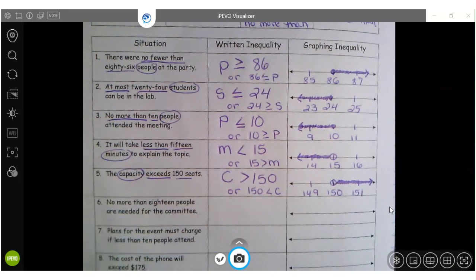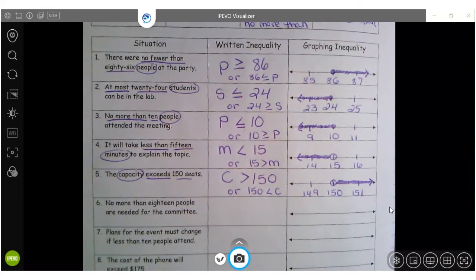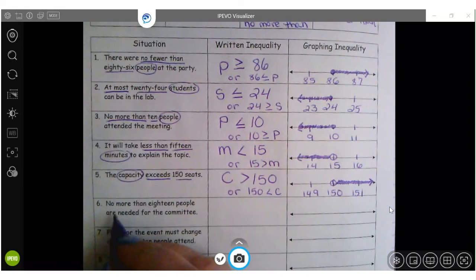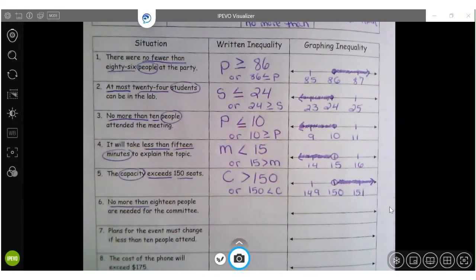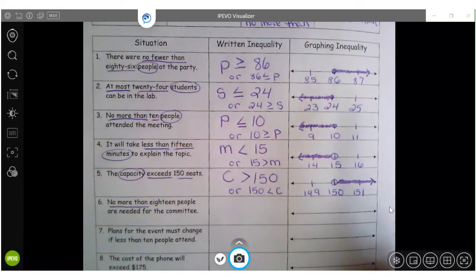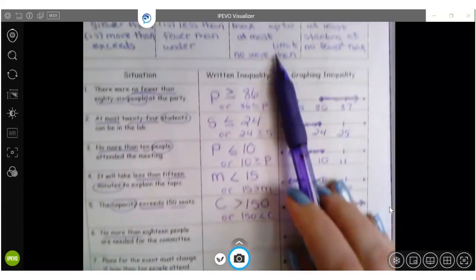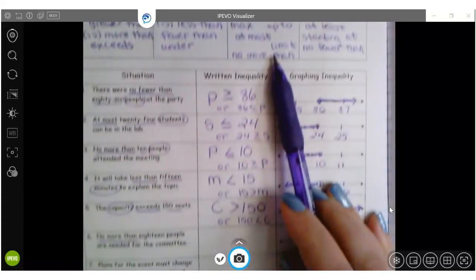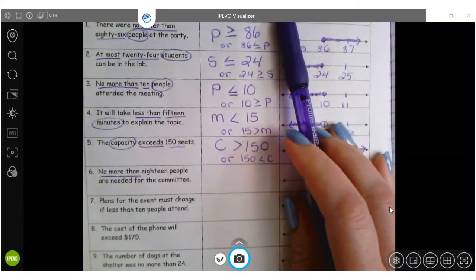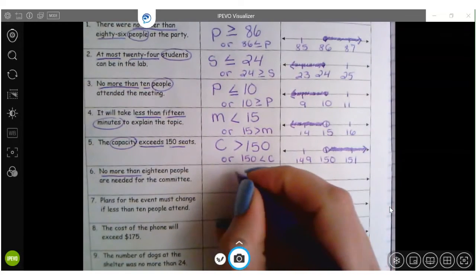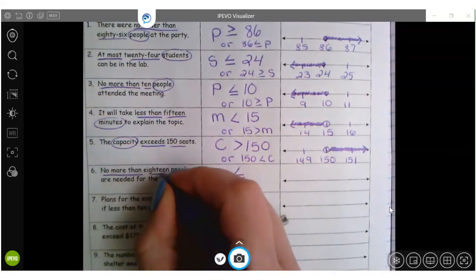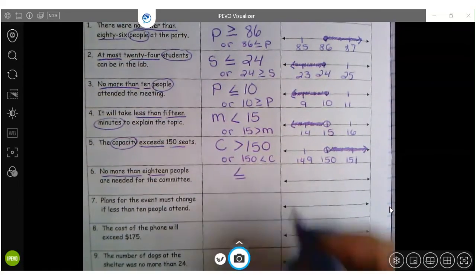All right, number 6, no more than 18 people are needed for the committee. So no more than, I know that that is going to indicate less than or equal to. So that means I could have less than 18 people. I could have 18 people, but I don't need more than that. So that's less than or equal to. My number I'm comparing that to is 18.